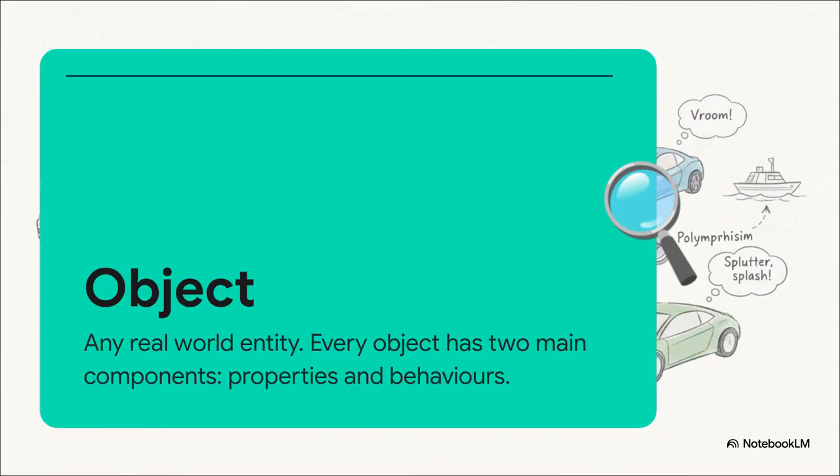First up is the object itself, the O in OOP. In this world, an object can be literally anything. Your phone, that's an object. You're an object. And our car, of course, is an object. Now, every single object has two parts. It has properties, that's the stuff about it, like the car's color or its price, and it has behaviors. That's the stuff it can do, like accelerate, brake, or honk the horn.